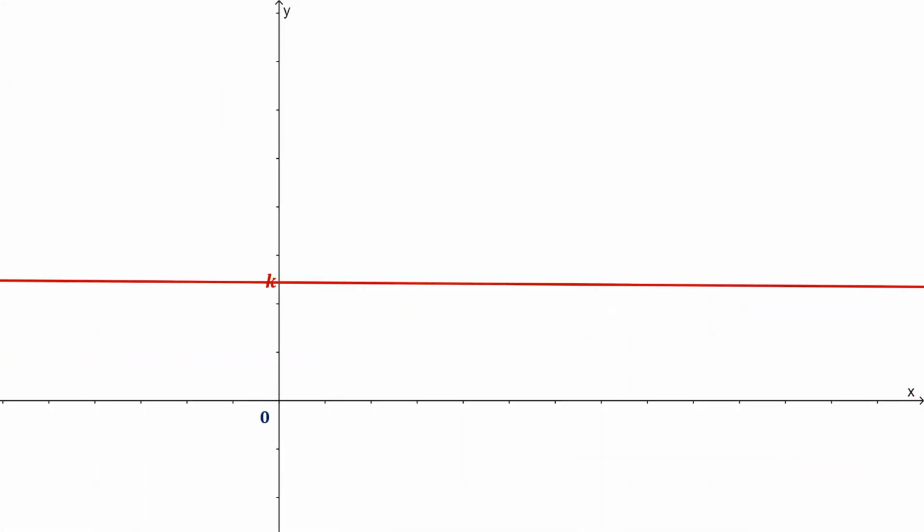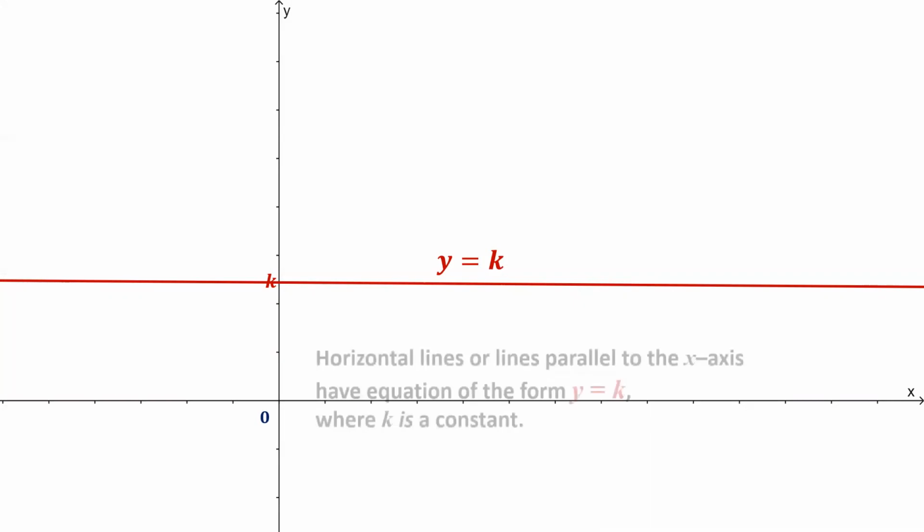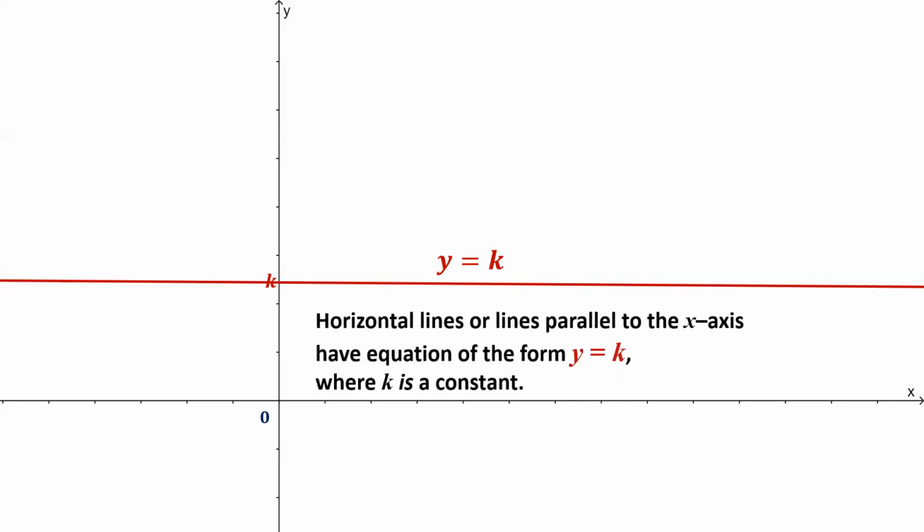If we take a general value of y, that is k, a horizontal line crossing the y-axis at k has equation y is equal to k. Therefore, we have horizontal lines or lines parallel to the x-axis have equation of the form y is equal to k, where k is a constant.